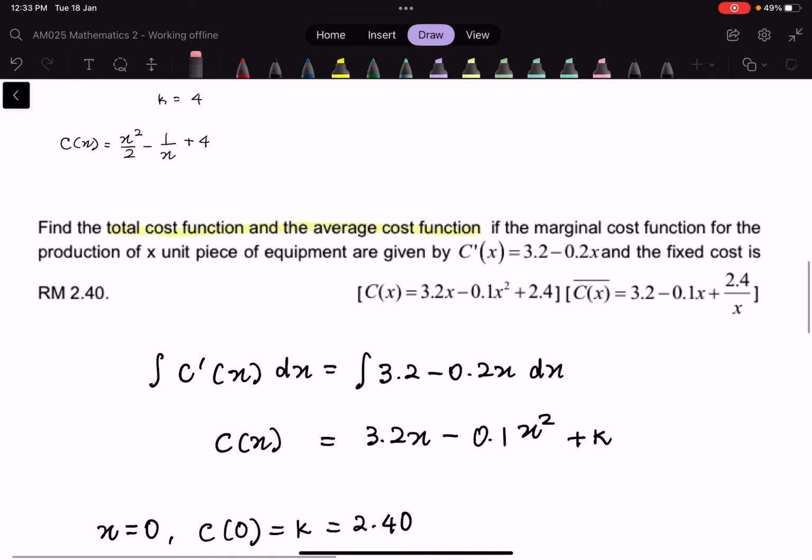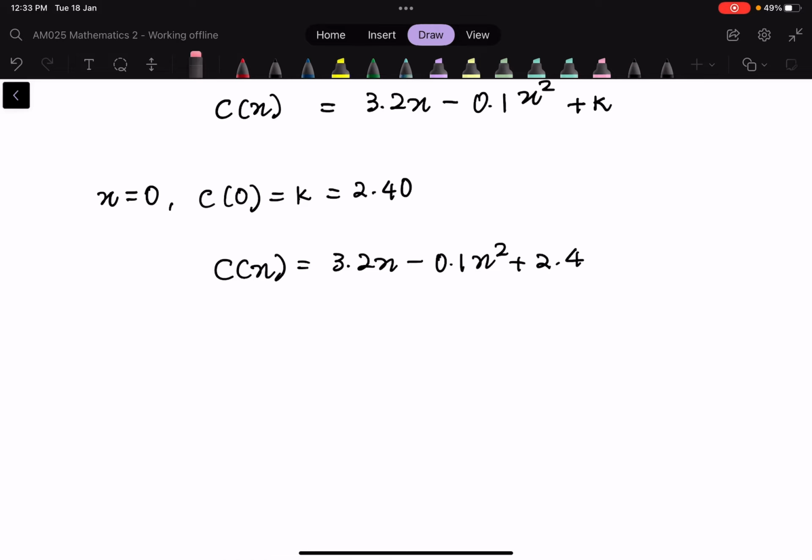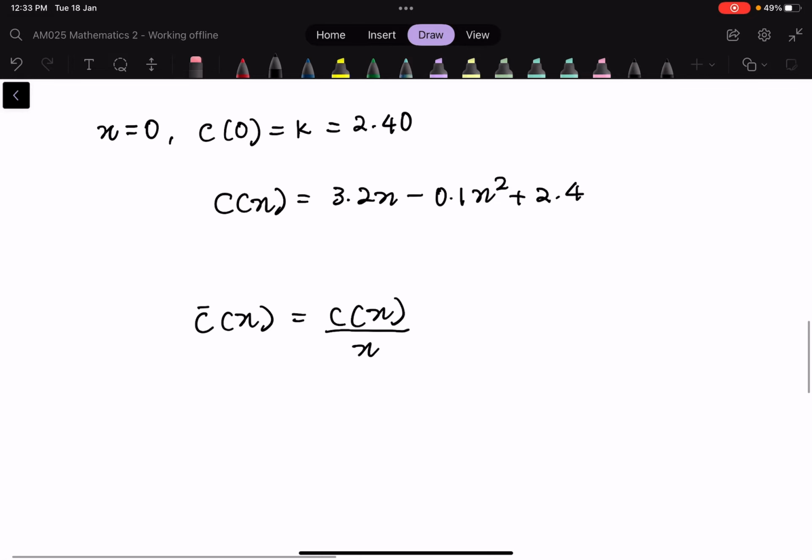Now let us find the average cost function. To find the average cost function, we're going to divide our cost function by x. And how we write the average cost is by writing a bar on top of the C.